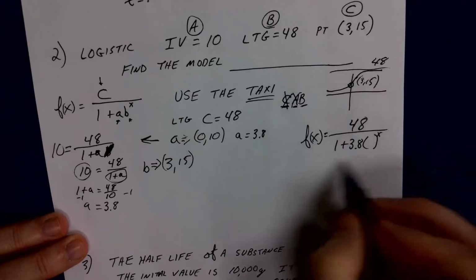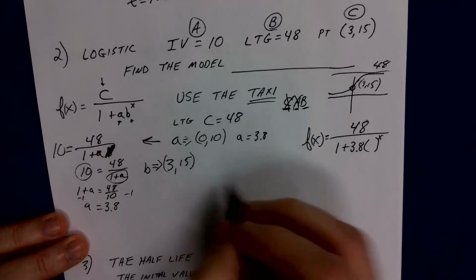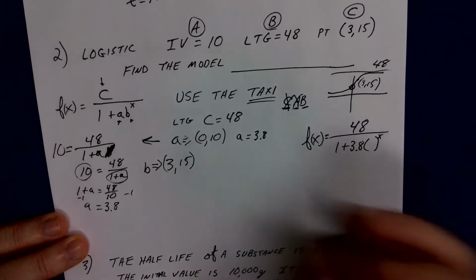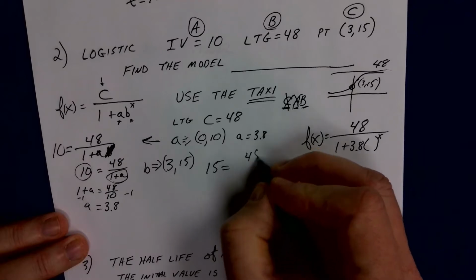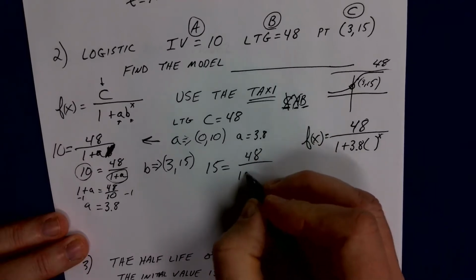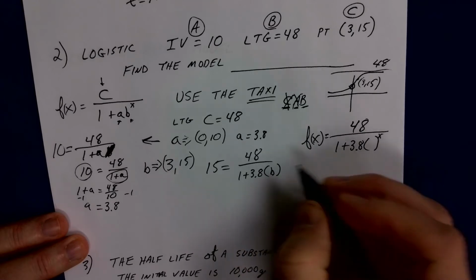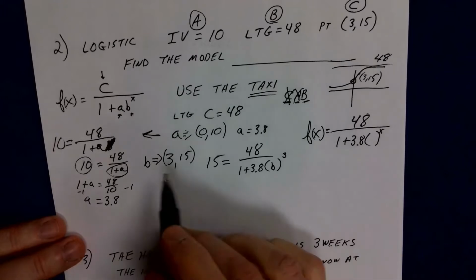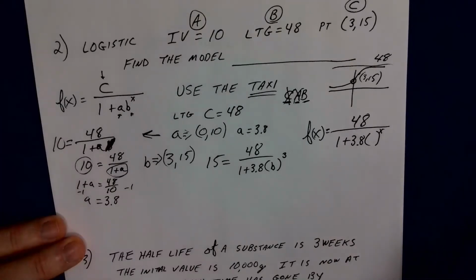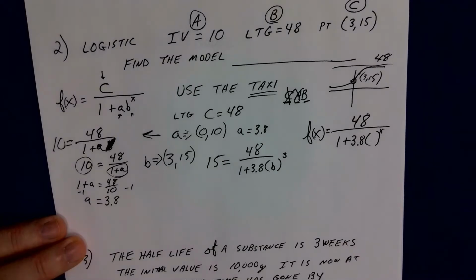Well, you can see I've got a bunch of stuff over here. Where does the 3 and the 15 go into play? Well, I'm going to substitute the 15 in for f of x. So my equation is 15 equals 48 over 1 plus 3.8 b to the x, which in this case is to the 3rd power, because that's my x value. Now I just have to solve this equation for b.